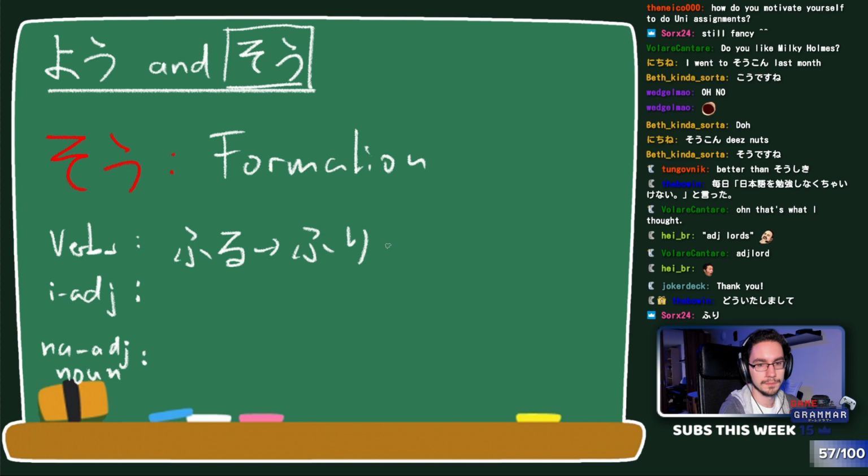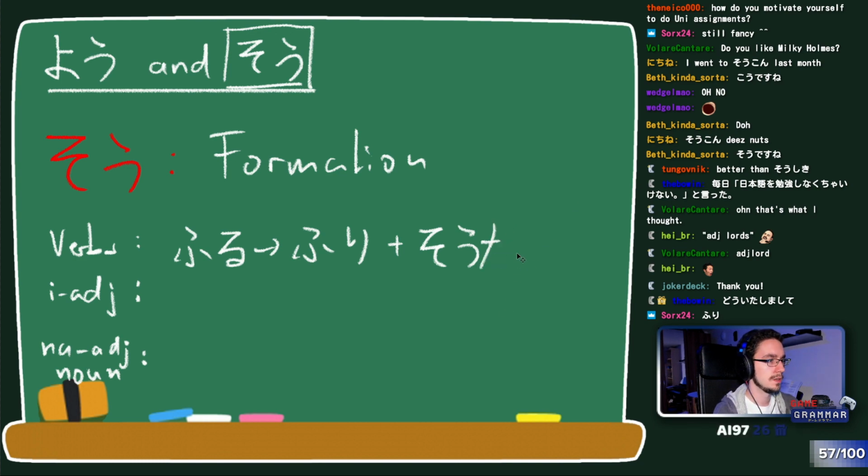Furi. Okay, and then you add so. Furiso. Okay, furiso. And then note that once you have so here, to make this just a finished clause, you can often add da as a copula, okay? Da or this, actually.